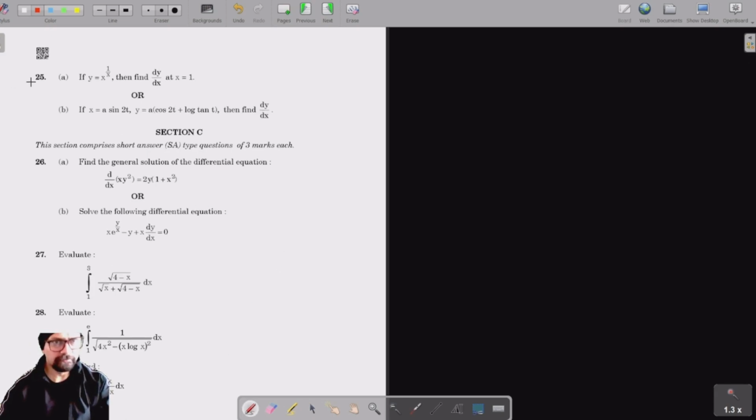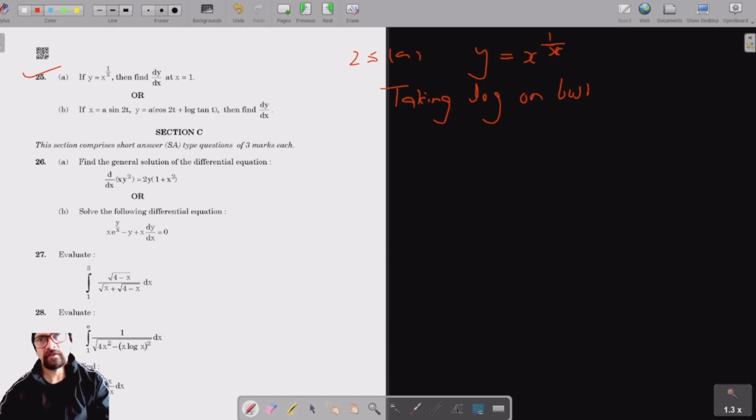For question number 25, part A, we have to find the first order derivative at the value of x equal to 1. The given function is y is equal to x raised to the power 1 by x. So this is a function raised to the power of a function. And for this, we are going to take log on both sides. So log y and log of x raised to the power 1 by x.